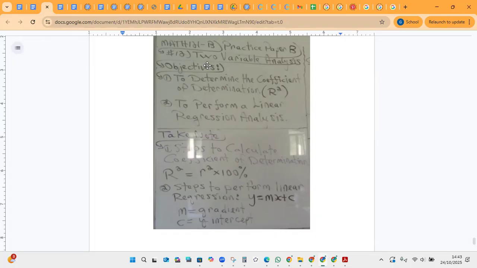Here are the steps again in summarized form of how to calculate the coefficient of determination. You square the correlation coefficient and you multiply by 100%, and you get capital R squared, which is the coefficient of determination. And then the steps to perform a linear regression: we have to calculate the gradient and the y-intercept. We'll talk about that after.